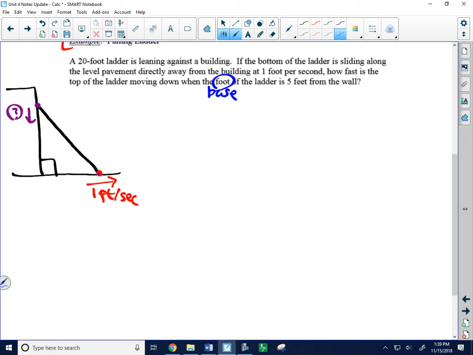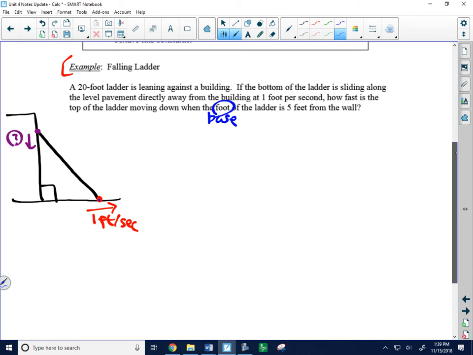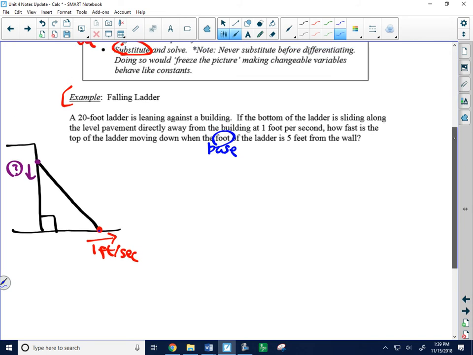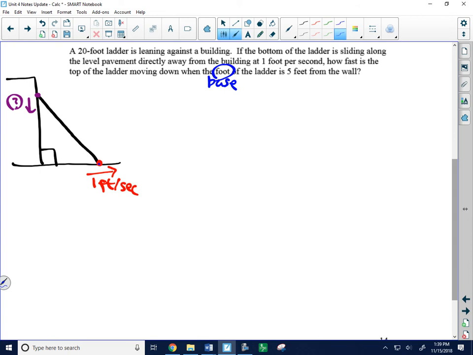Let's take it back to the steps above. Draw a picture. We did. I'll label things in a second. Next step, write an equation. So we're going to have this length, the ladder length. We can get that length, and we have this length, and it's a right triangle. Do you know an equation that relates the three sides? Pythagorean theorem. So that's our equation.